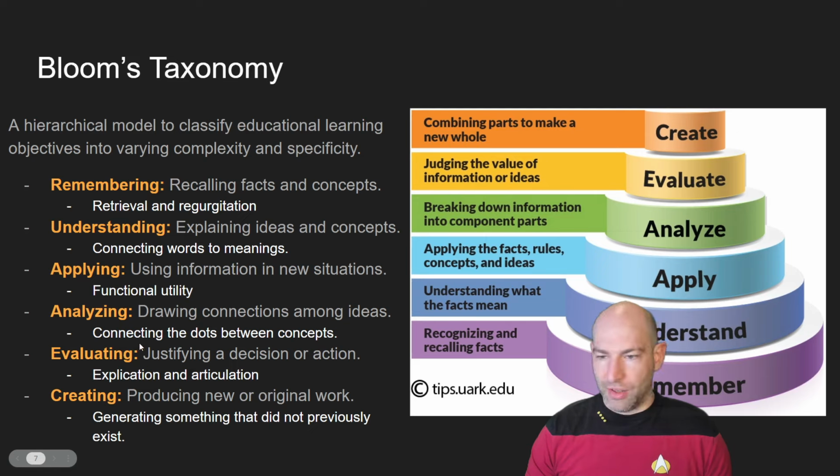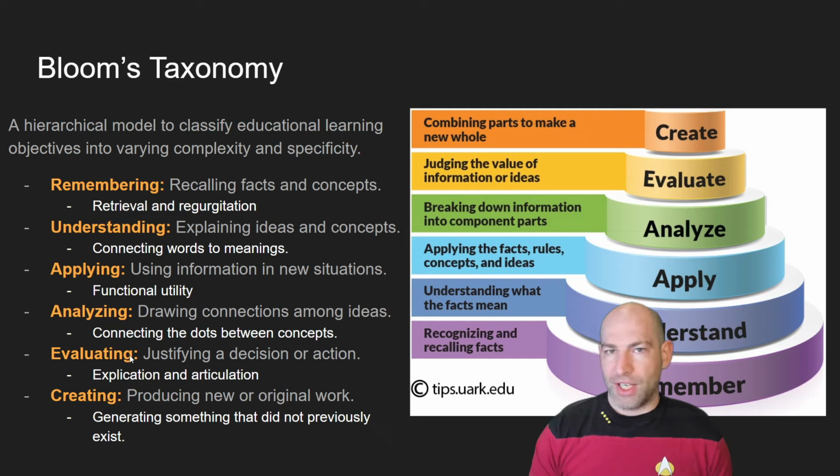The next one, I didn't number these. Evaluating, so justifying a decision or action. Now, of course, this is where ChatGPT, you can really get it into a corner because it will definitely justify itself. It will explain and articulate and defend something, whether or not it's right. But again, doing it in one shot is not necessarily going to produce the best results, because if you back a person into a corner and ask them to justify themselves, well, people will often do the same things, especially pathological liars. And then finally, producing new or original work, generating something that did not previously exist. Pretty much everything that a language model spits out is something that did not previously exist.